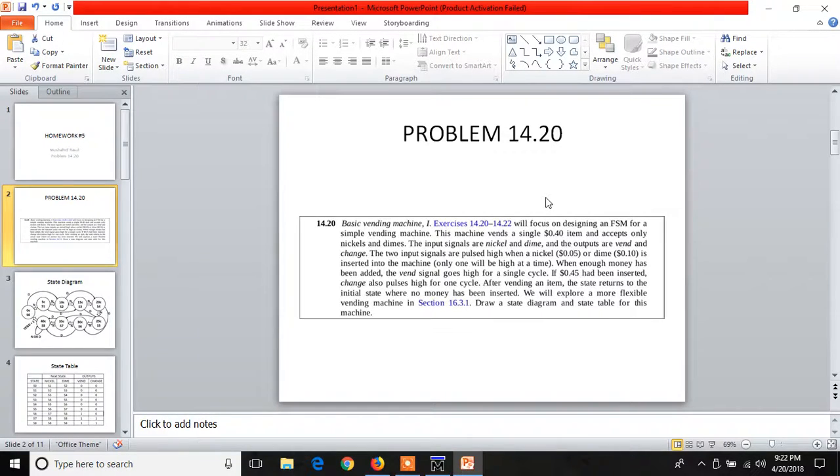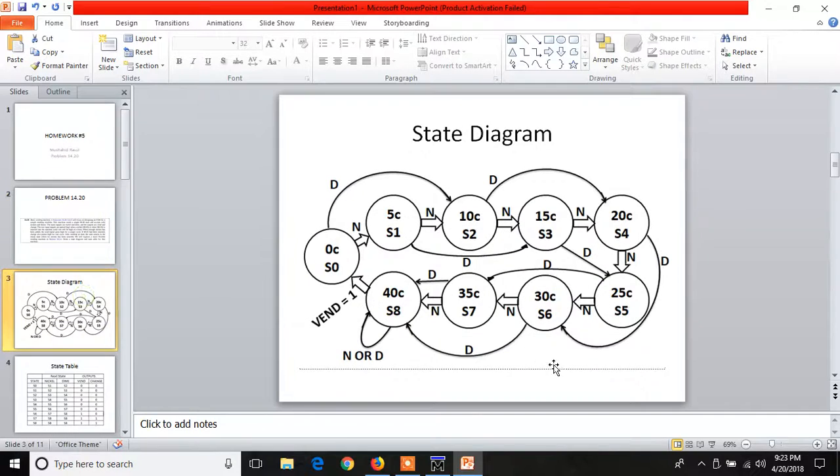Problem 14.20. In this problem we are given a vending machine that takes in a single item which costs 40 cents, and the machine only accepts nickels and dimes, and we were to make a state diagram of this vending machine with a vend output and a change output. Here is my state diagram for this.